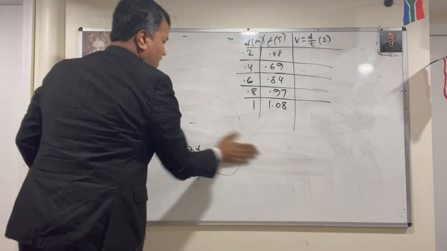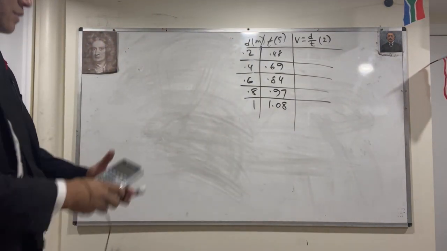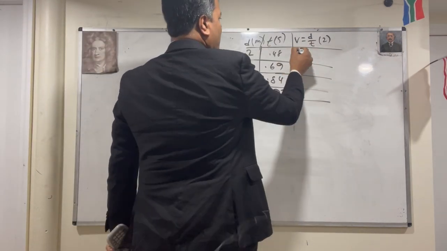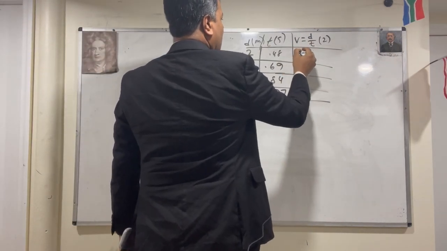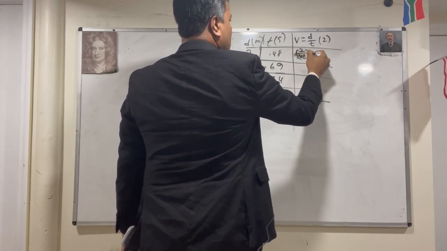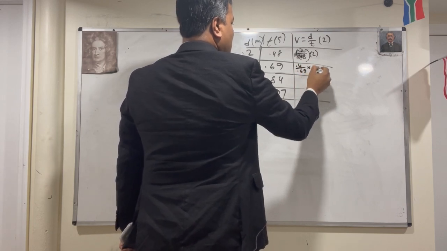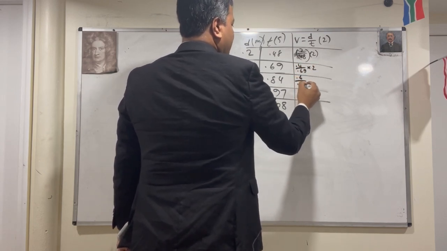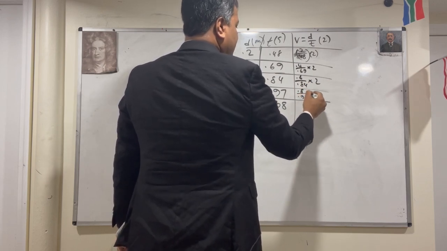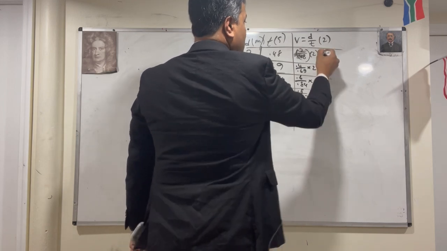Now let's find the velocity, and let's use the calculator. Do we have a calculator? Yes, we do. So I'm going to write down 0.2 divided by 0.48 times 2, 0.4 divided by 0.69 times 2, 0.6 divided by 0.84 times 2, 0.8 divided by 0.97 times 2, 1 divided by 1.08 times 2. So let's see what we get.